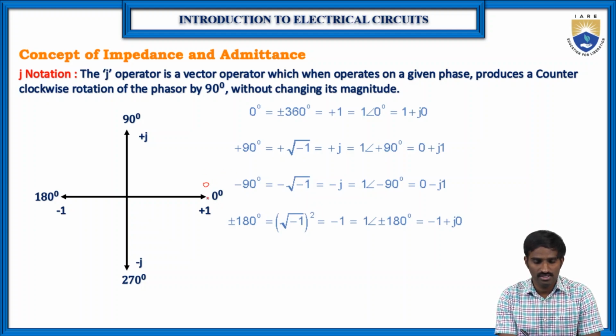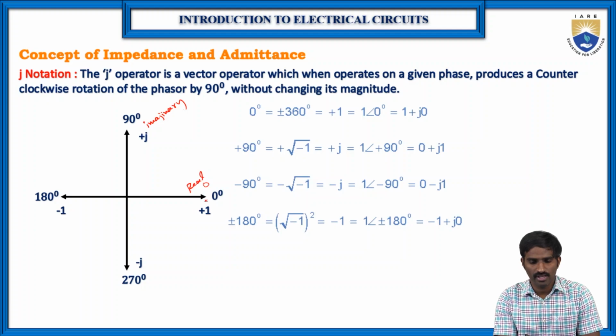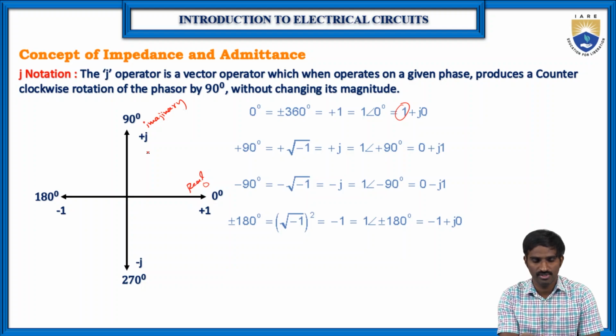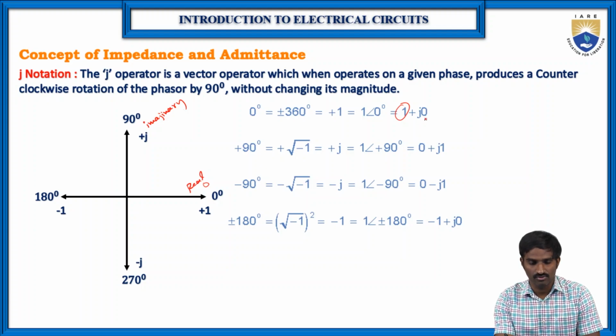Let us consider this is the real axis and this is the imaginary axis. If theta is equal to 0, you have only the real component and the imaginary component is 0. The real is positive and the imaginary is 0, and we need not consider whether 0 is plus or minus. So it is 1 plus j0. If it is plus 90 degrees, then the real term is 0 but the imaginary is 1, positive, so it is plus j, that is 1 at an angle of plus 90 degrees.